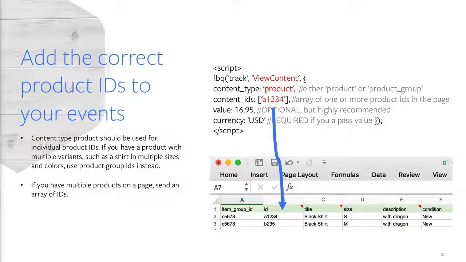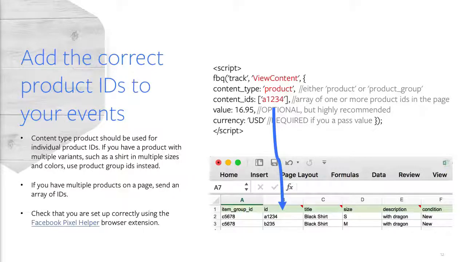If you have multiple products on a page, you can also send an array of IDs. For example, on the page where you have multiple women's flats, you can send multiple product IDs through the Facebook Pixel's View Content event in order to tell Facebook that someone has viewed 3 different products from that page.